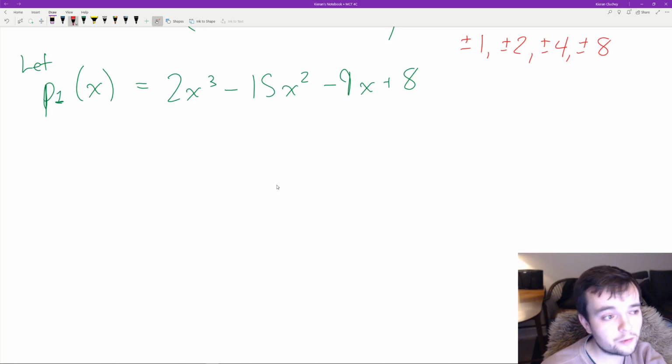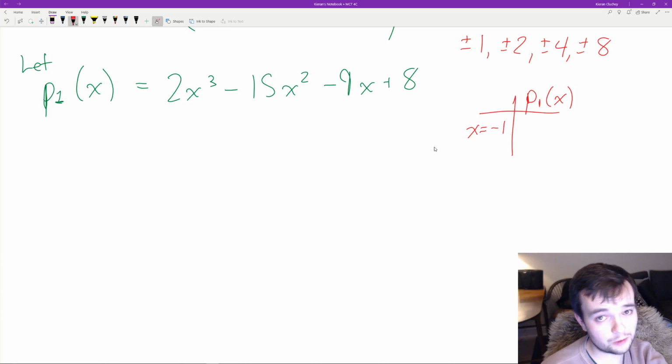Maybe it will be, maybe it won't be, okay? So why don't I just try negative 1 again and see what happens. If I substitute in x equals negative 1, what will I get for p1 of x? Will it be 0 or will it be non-zero? If it is 0, then I'm good, I can use this. So p1 of negative 1, that's what I'm substituting in.